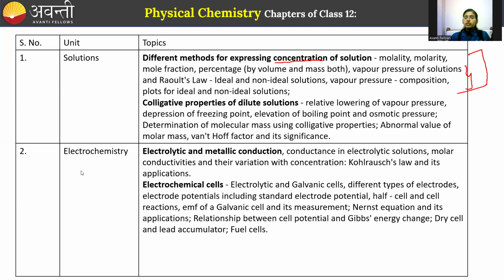The second half is colligative property. We have 4 colligative properties: relative lowering of vapor pressure, depression of freezing point, elevation of boiling point, and osmotic pressure. We will study the formulas for each colligative property and solve some questions based on that. With that, this lesson gets over. And you will get one question for sure from colligative property as well as from concentration terms. The solutions lesson is very important.